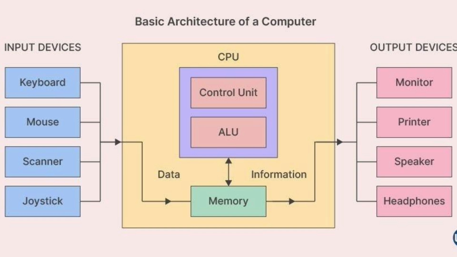Let's understand this better. When you click on an application, the software gives instructions to the hardware. The CPU processes those instructions, and the output is shown on the monitor.